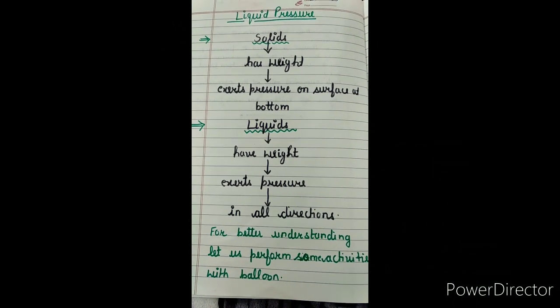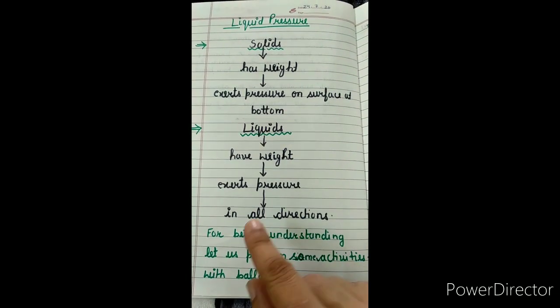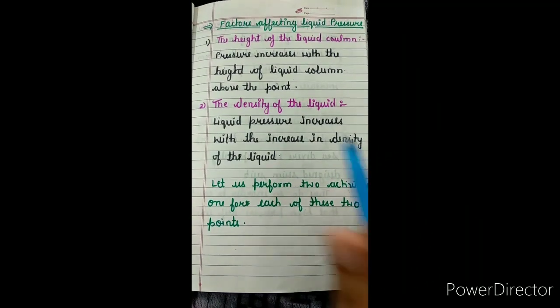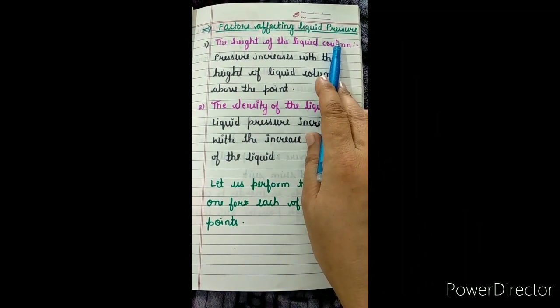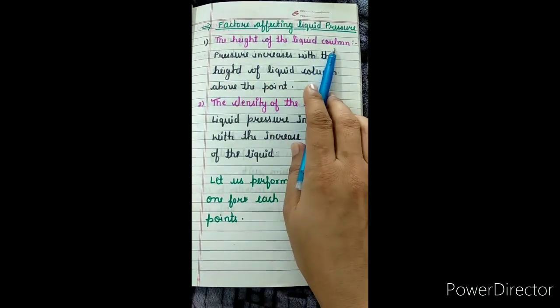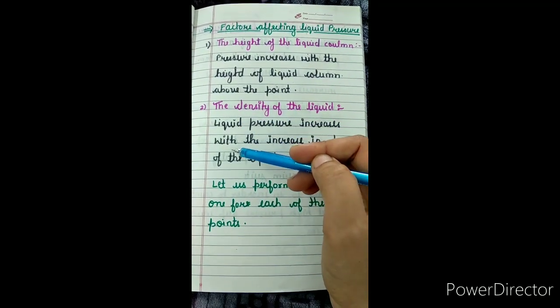So from these activities, we come to know that liquid does not only exert pressure at the bottom, but it will exert pressure in all directions. Next are the factors affecting liquid pressure. We have two factors which affect liquid pressure. First is the height of the liquid column. The greater the height of the liquid column, the greater the liquid pressure.